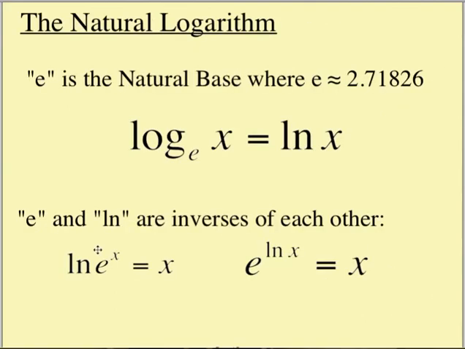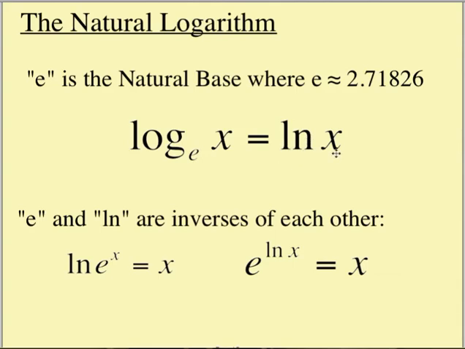The natural logarithm. There is a number called e. E is called the natural base, and it's approximately 2.71826. There is an e button on your calculator. Log base e of x is going to be the same thing as the ln of x. So you have an ln button on your calculator.